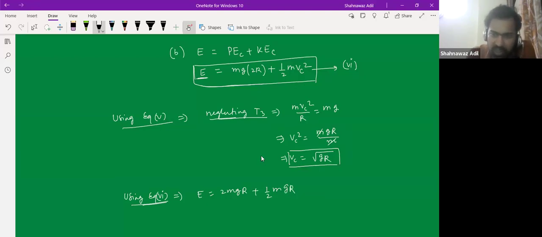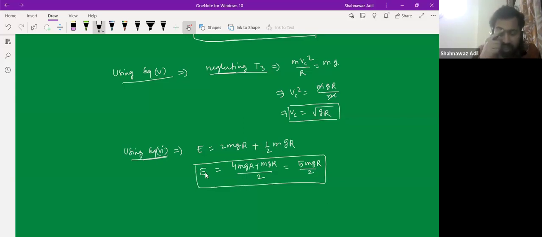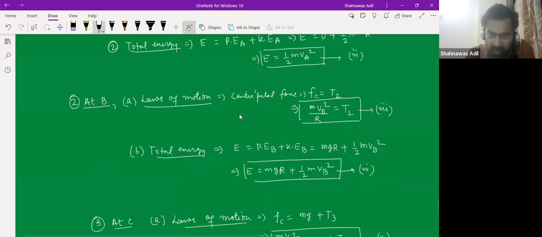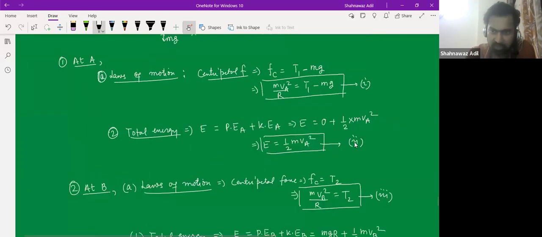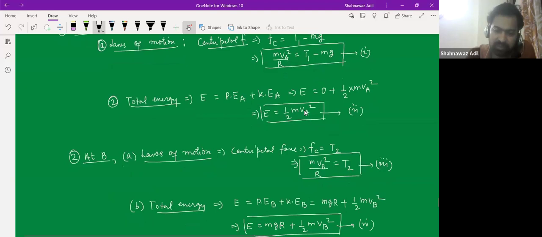So 2 mgr and then half mgr, that would be 4 mgr plus mgr divided by 2. So that is 5 mgr by 2. So this is the total energy. We will use this total energy as Maria is saying. We will put this in equation 2, right? And we will directly get what is VA. So let's put it in here.